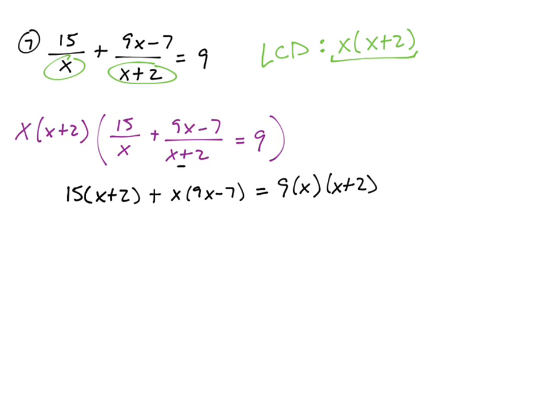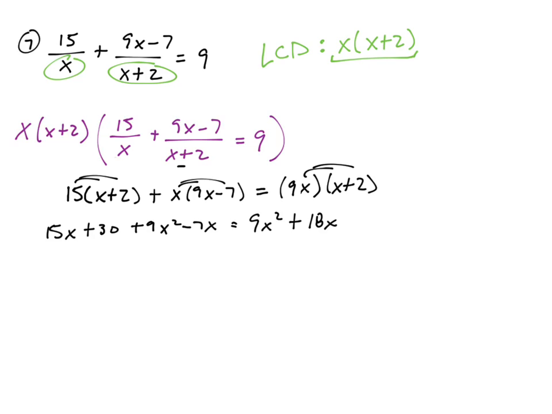All right, so here we're going to start, just distribute this. So this is 15x plus 30. We'll distribute the x here. So that's 9x squared minus 7x. And then here, I'm going to make this 9x. And so we're going to distribute the 9x throughout. So that's 9x squared plus 18x. All right, and so now we want to get everything to one side in order to solve.